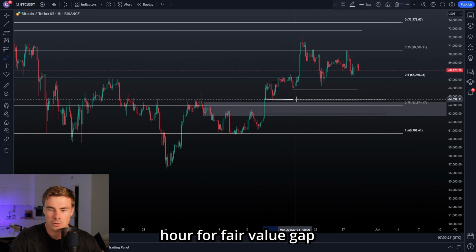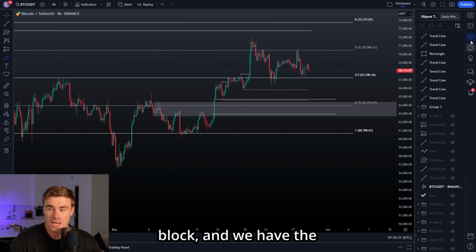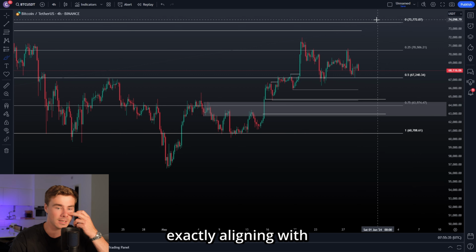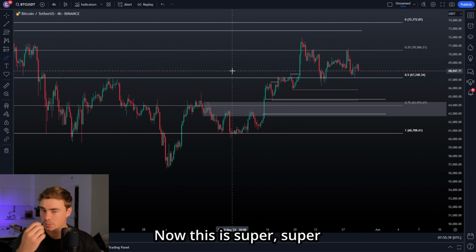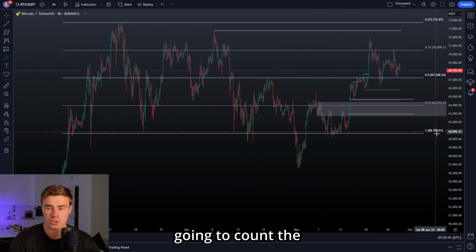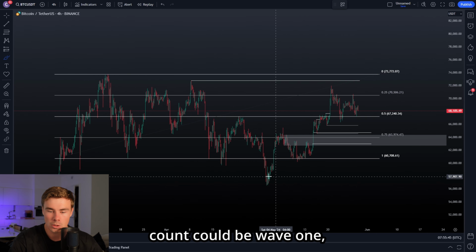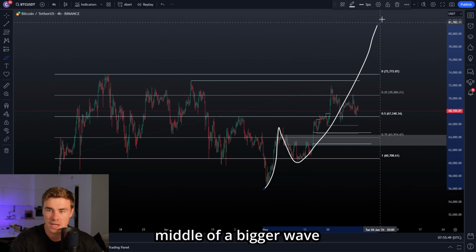We have this bullish hour 4 fair value gap that is confirming the high probability breaker block. And we have the quarterly level of support exactly aligning with the breaker block as well. Now, this is super interesting to me because also if we are going to count the waves right now on Bitcoin, a potential count could be wave 1, wave 2. We are in the middle of a bigger wave 3.